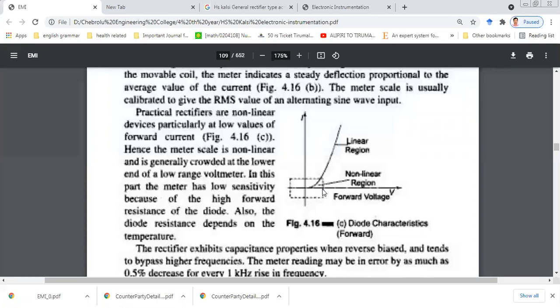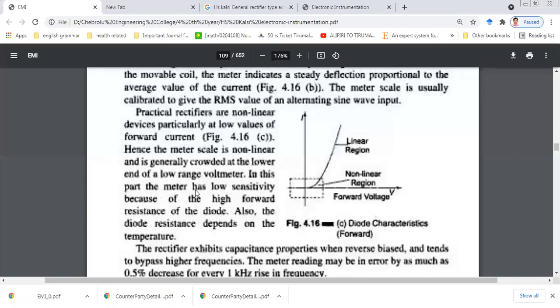For lower voltages, the diode possesses non-linear operation. At that moment, it has a higher value of forward resistance. After that, the resistance decreases, and due to that, the current increases linearly. Also, diodes are dependent upon the temperature.